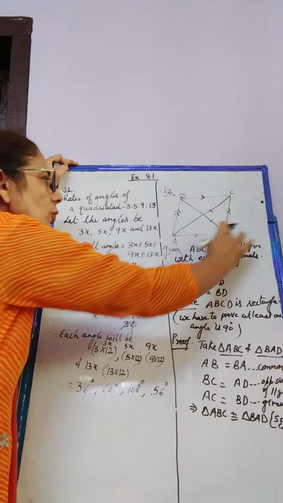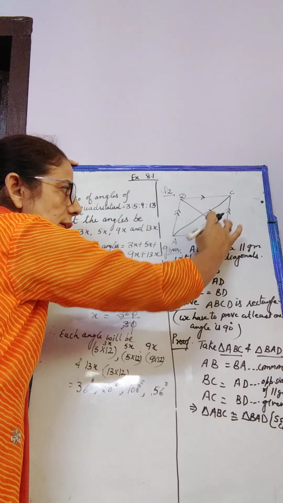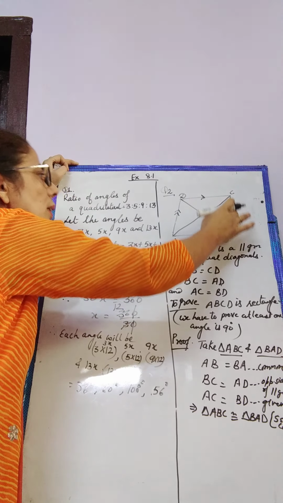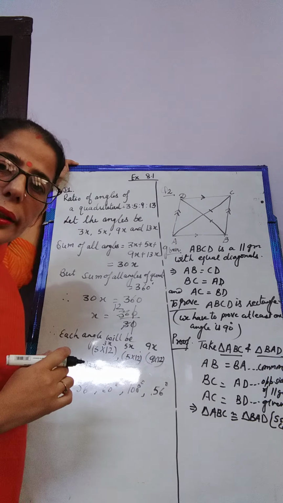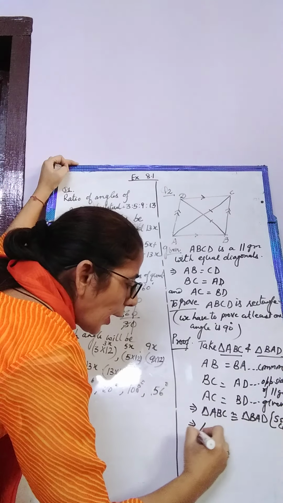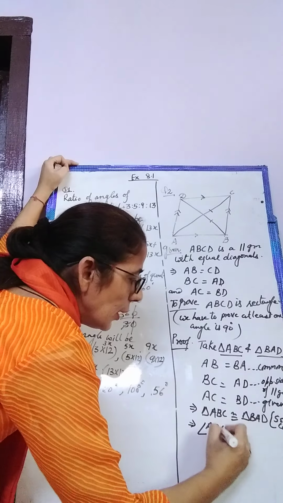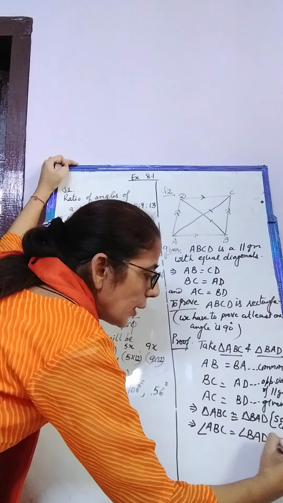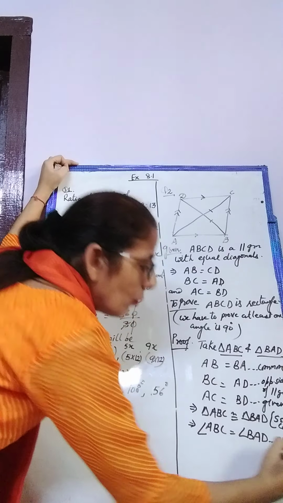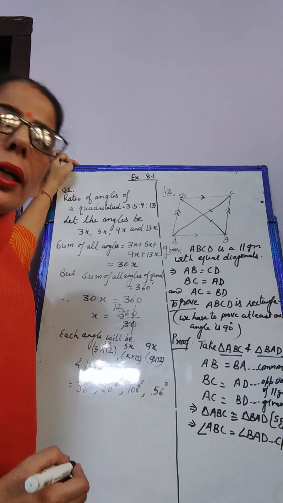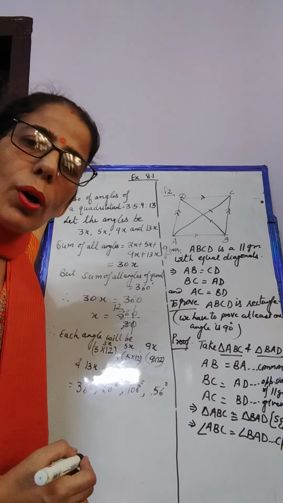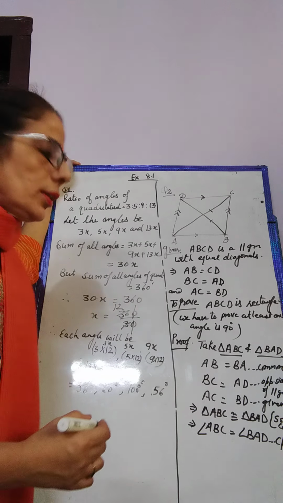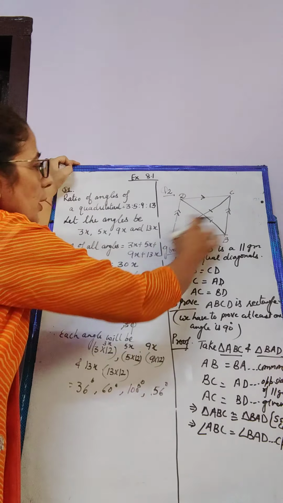So this triangle is congruent to this. So what is the information? Can I say angle ABC is equal to angle BAD? Therefore, angle ABC is equal to angle BAD by what? By CPCT. What is the meaning of CPCT? Corresponding parts of congruent triangles. Right? So, these two angles are equal.